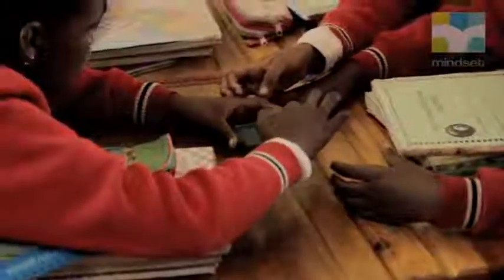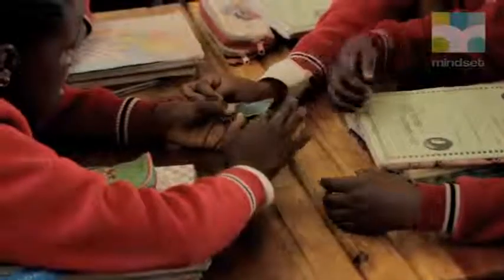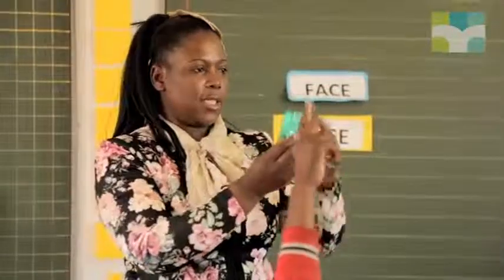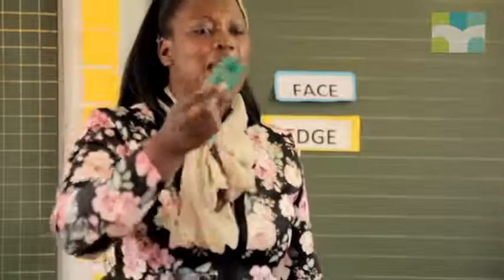How many edges did you get? 12 edges. Puti has got 12 edges. Very good. So now what is the name of this object? It is a rectangular prism.